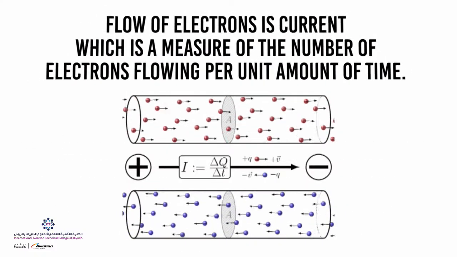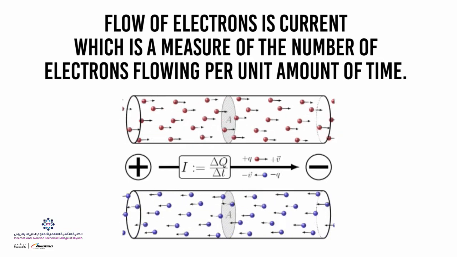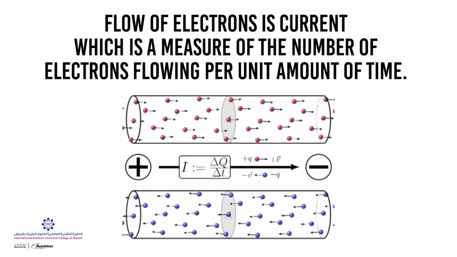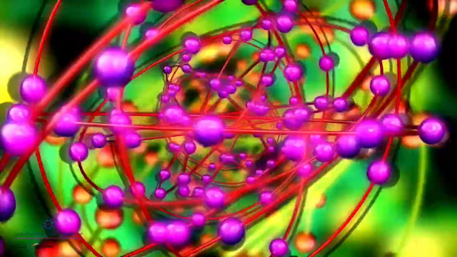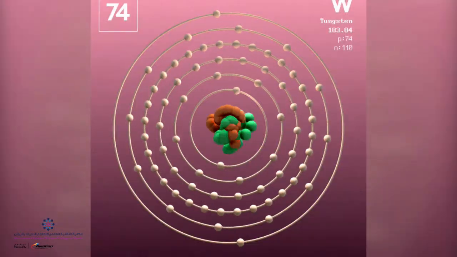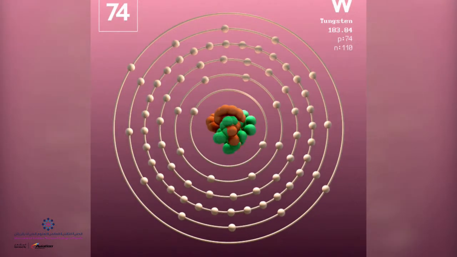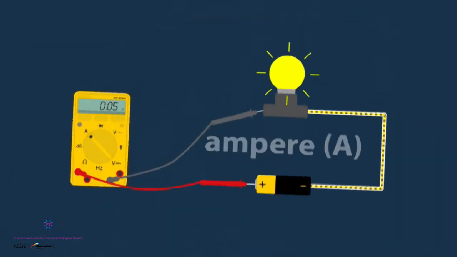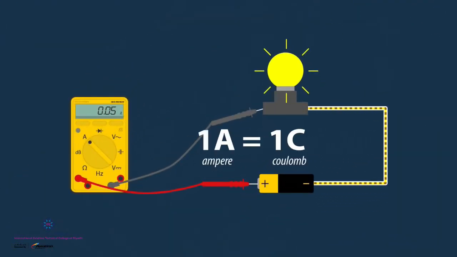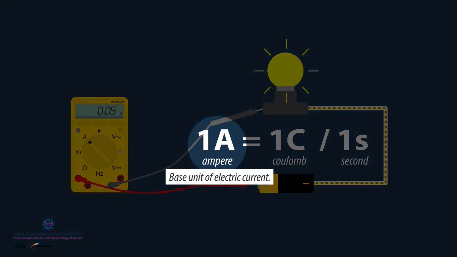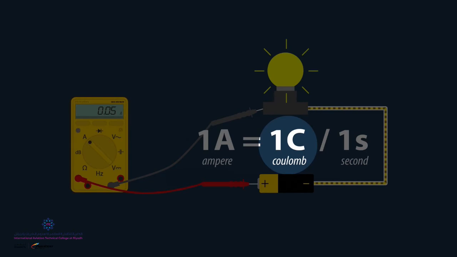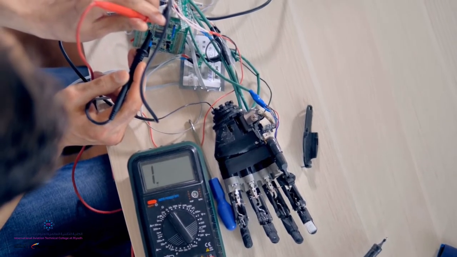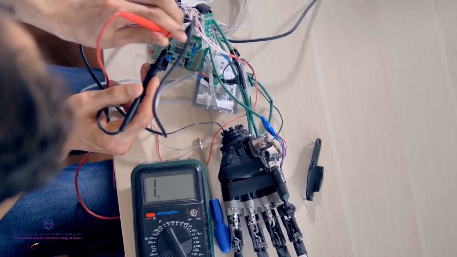The flow of electrons is current, which is a measure of the number of electrons flowing per unit amount of time. Electrons are tiny. We can't measure them all, so instead we choose to measure them in bunches called coulombs, which is again a really huge number of electrons. So to make it simple, the number of coulombs moving per second is more convenient to use. It is then called the ampere, or the amp. One coulomb per second is one amp. You can't miss the amp value printed on a lot of those devices we use every day.